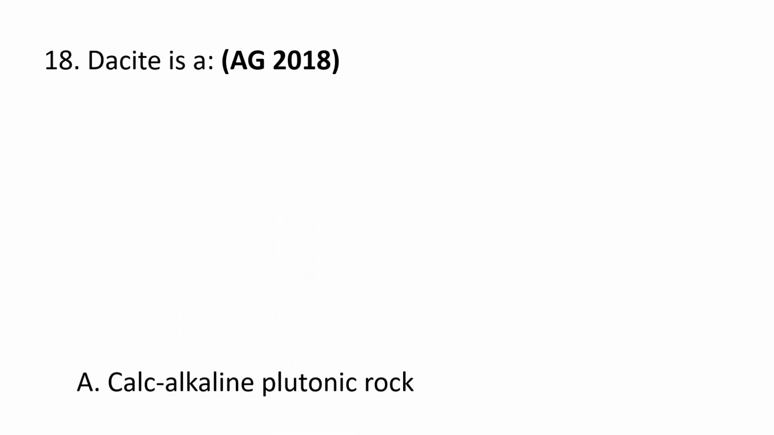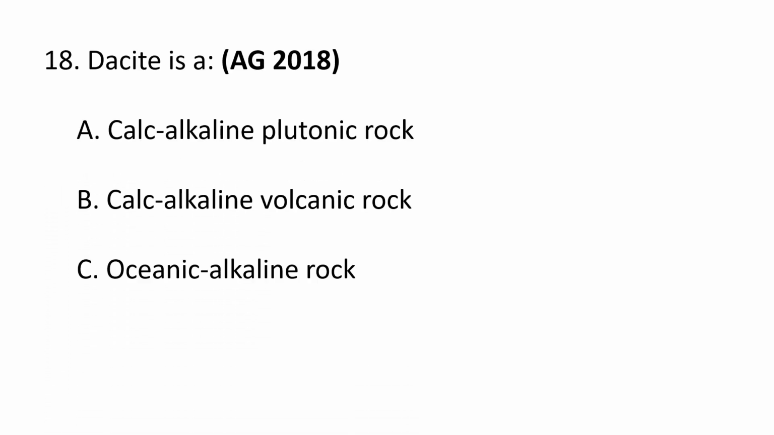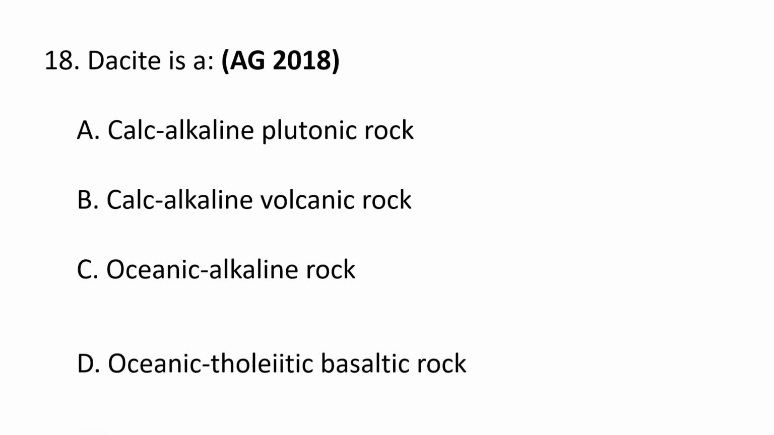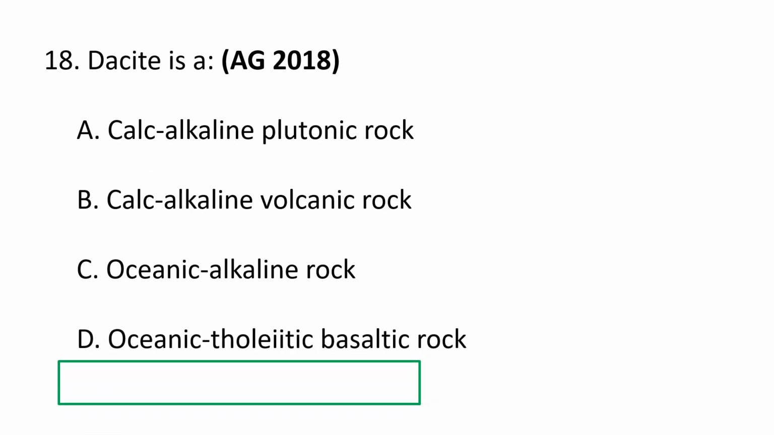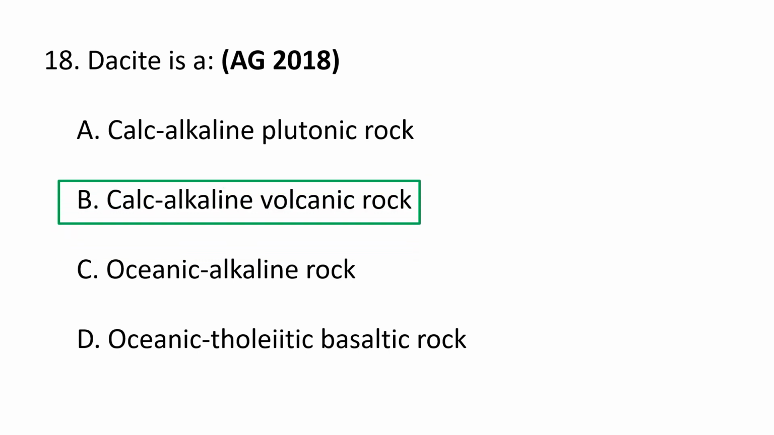Dacite is a. Choices are A. Calc-alkaline plutonic rock, B. Calc-alkaline volcanic rock, C. Oceanic alkaline rock, D. Oceanic tholeiitic basaltic rock. The correct answer is B. Calc-alkaline volcanic rock is known as a dacite.